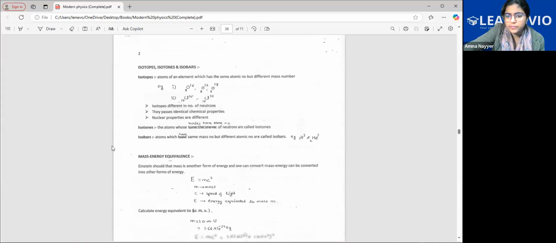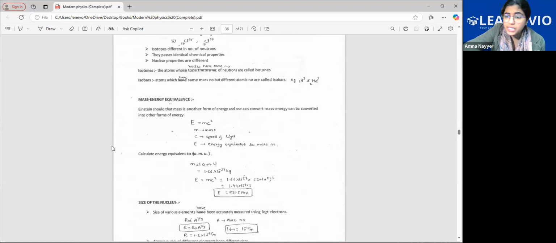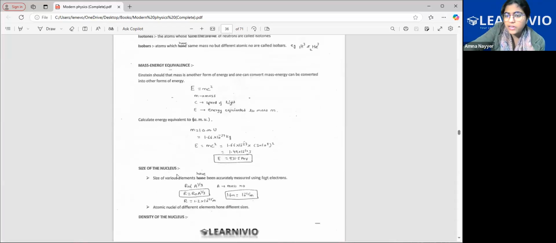Then E is equal to mc square we have been doing. We did it in dual nature also, we did it in atoms also. Now again, E is equal to mc square. That is, mass will be given, energy will be calculated. Just remember that if 1 AMU is given, you have to convert it into kg. Multiply by 1.67 into 10 to the power minus 27. That will give you your answer. This we will come back to when we discuss binding energy.